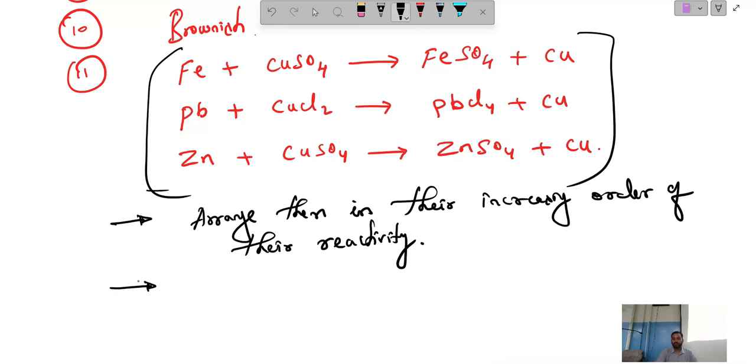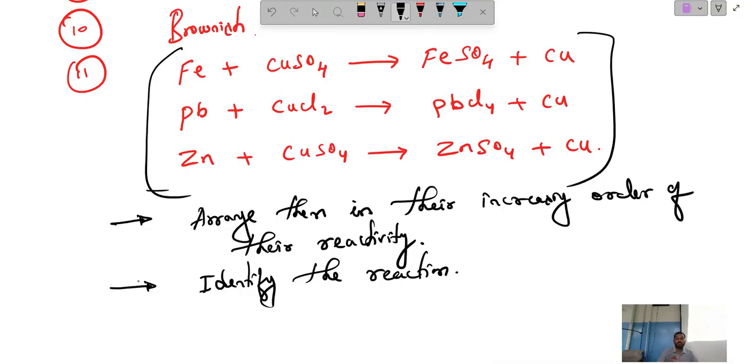Second question, they may ask you, identify the type of reaction. They may give you Fe plus CuSO4 gives FeSO4 plus Cu. Identify the type of given reaction, A, B, C, D: combination, decomposition, displacement, double displacement. They may ask you. Understood?